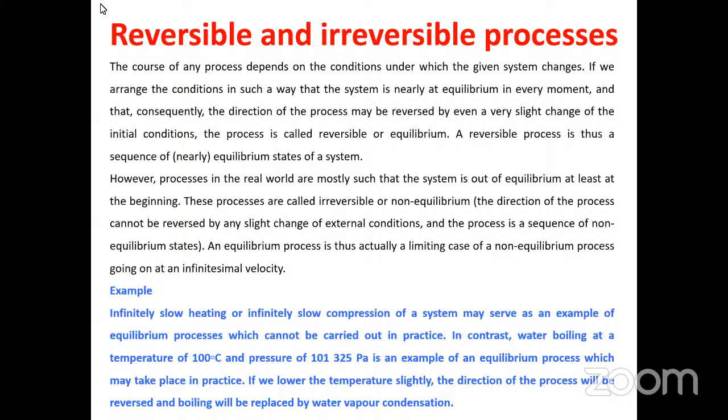Okay. The course of any process depends on the conditions under which the given system changes. So if we arrange conditions in such a way that the system is nearly at equilibrium, that is, the system can move forward and can move back, consequently the direction of the process may be reversed by even a little change of initial condition. The process is called a reversible or equilibrium process. A reversible process is thus a sequence of nearly equilibrium states of a system.